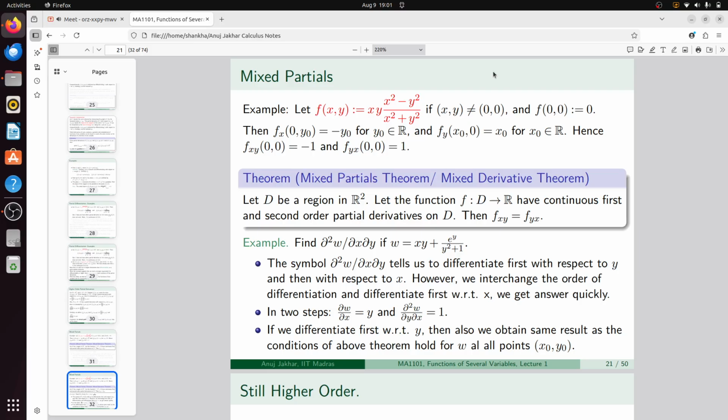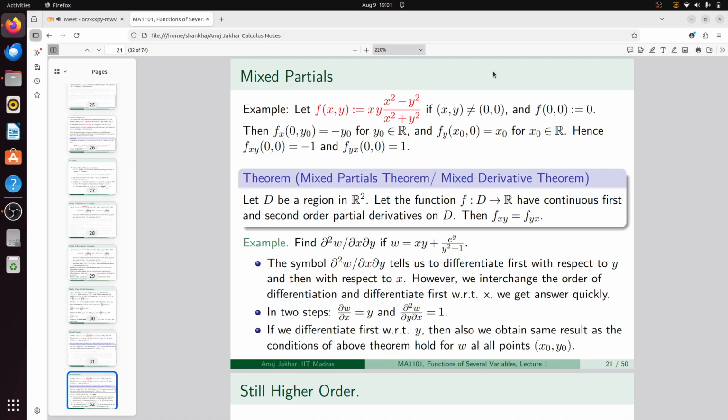Okay. So, find del 2 w by del x del y if w equals xy plus e to the power y by y square plus 1. The symbol del 2w by del x del y tells us to differentiate first with respect to y and then with respect to x. However, if we interchange the order of differentiation and differentiate first with respect to x, we get the answer quickly.